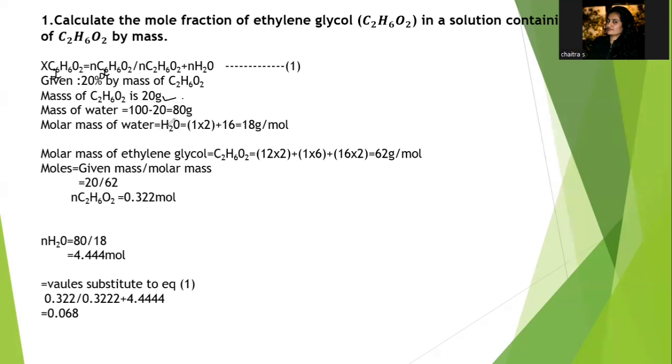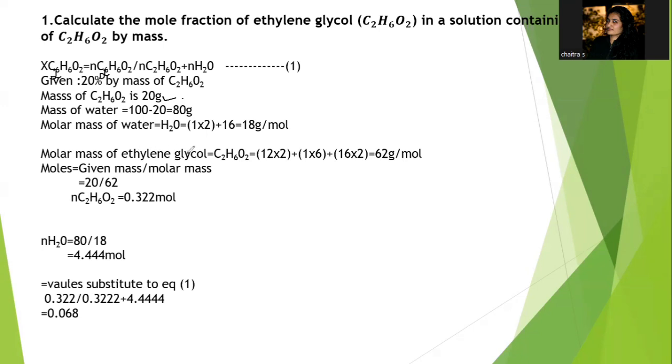The molar mass of the water, H2O, the chemical formula of the water. So 1 into 2, hydrogen, plus oxygen. The mass number of oxygen is 16, and the mass number of hydrogen is 1. So 1 into 2 plus 16 is equal to 18 gram per mole.